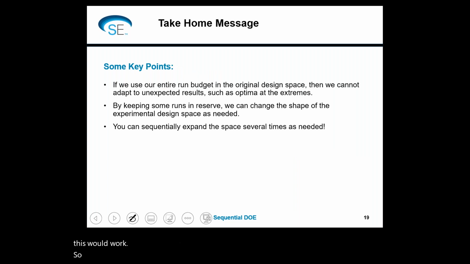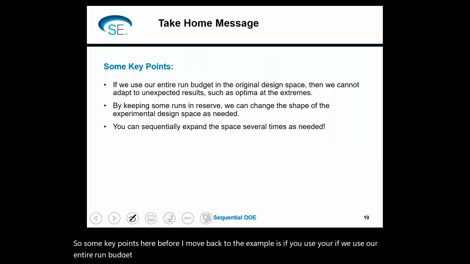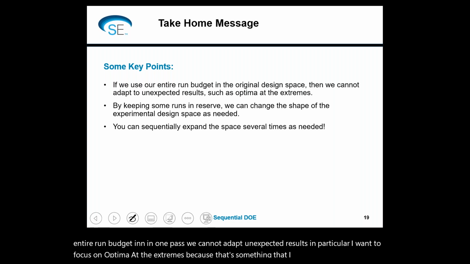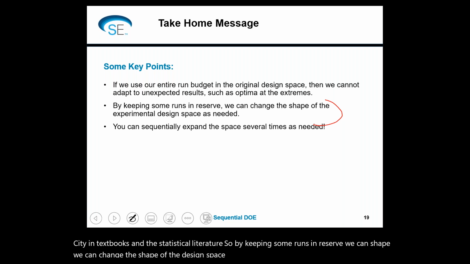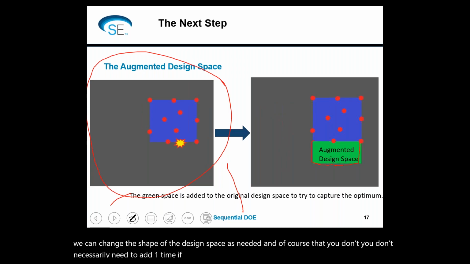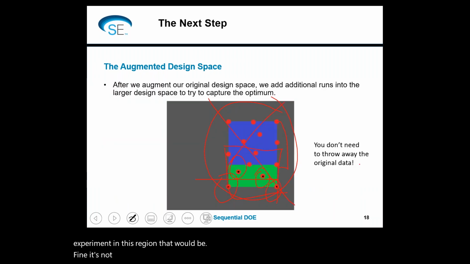Some key points here before I move back to the example: if we use our entire run budget in one pass, we cannot adapt to unexpected results. In particular, I want to focus on optima at the extremes because that's something that I see happen all the time, but that doesn't get a ton of publicity in textbooks and the statistical literature. By keeping some runs in reserve, we can change the shape of the design space as needed. And of course, you don't necessarily need to add only one time. If it turns out that you want to do a third small experiment in this region, that would be fine. You don't only get one chance to expand the space.